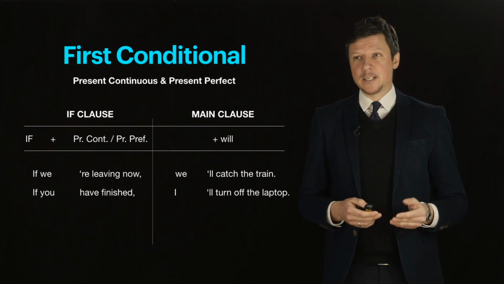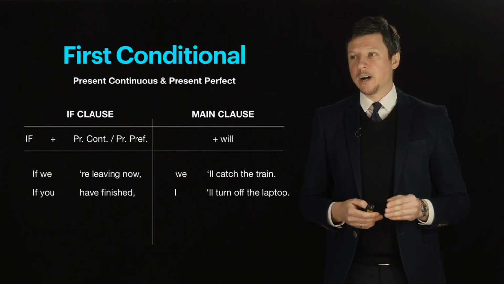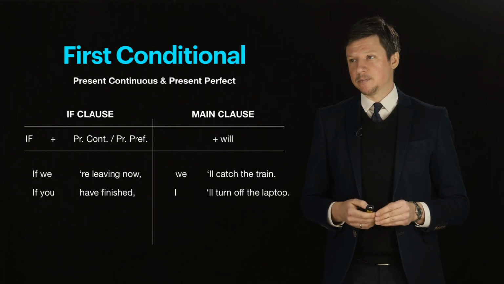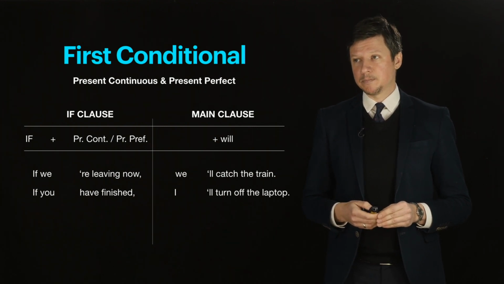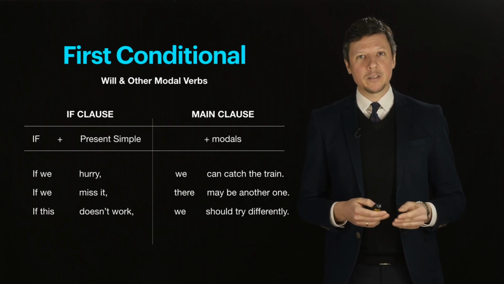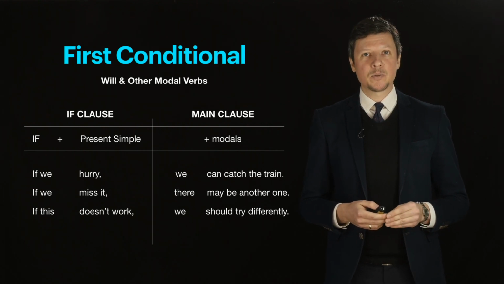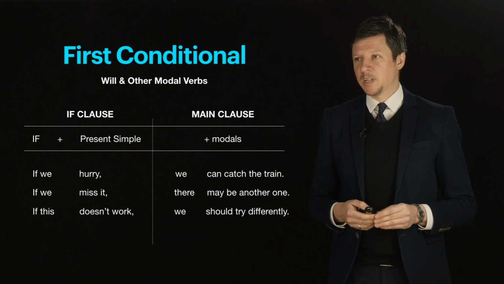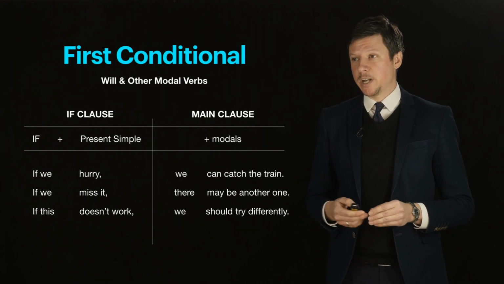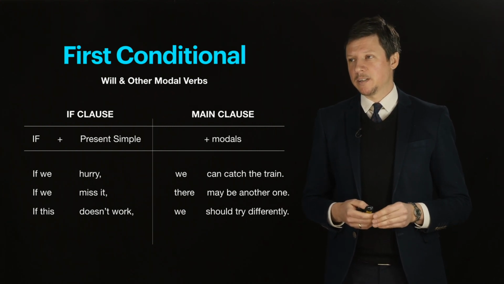We can also use the present continuous and present perfect in the if clause. If we are leaving now, we will catch the train. If you have finished, I will turn off the laptop. We can use not only will, but we can use also other modal verbs, such as can or may. Let's have a look. If we hurry, we can catch the train. If we miss it, there may be another one. If this doesn't work, we should try differently.